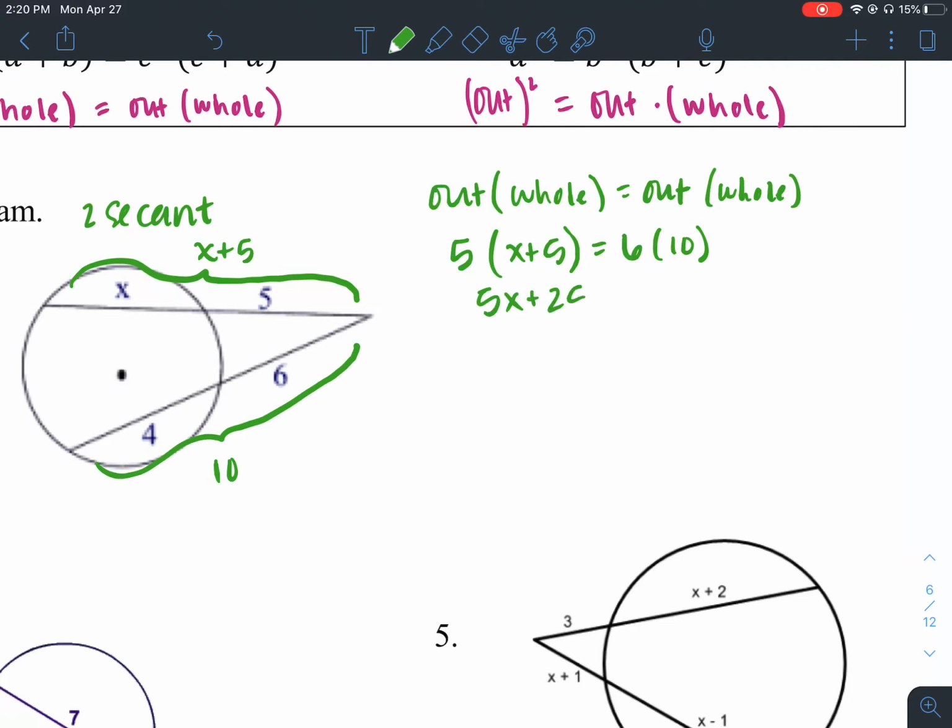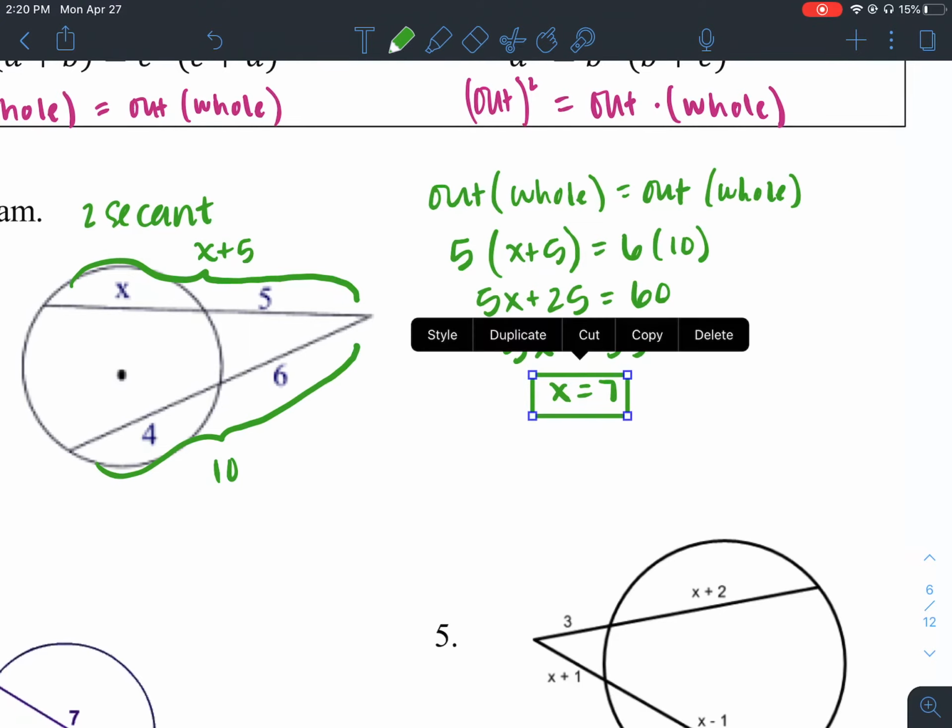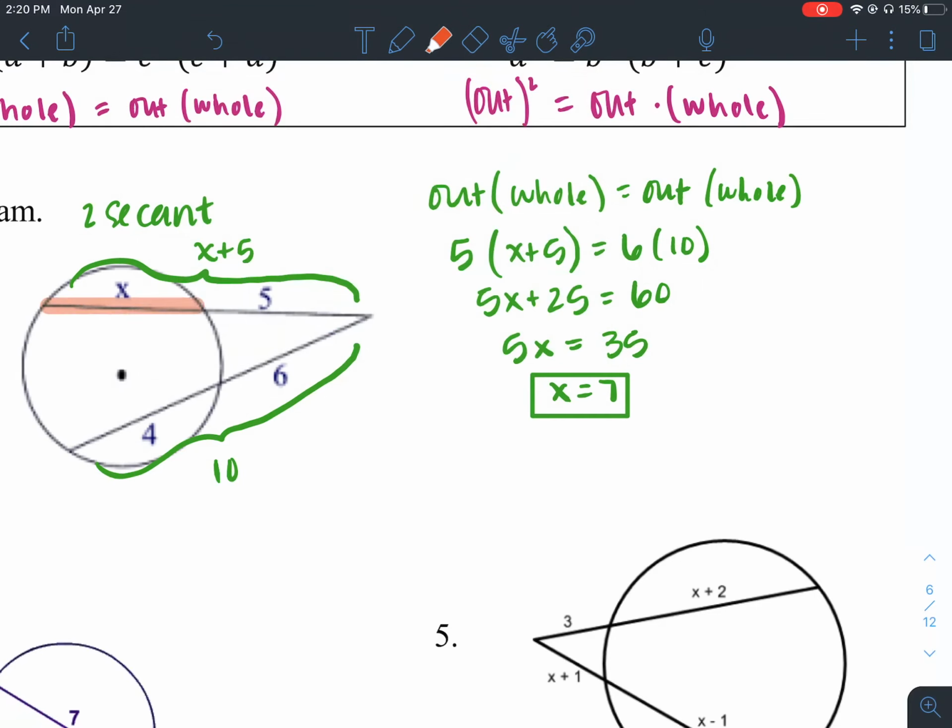Then we can solve. 5x plus 25 equals 60. 5x equals 35. So x equals 7. And if I look, x is my actual distance, and I can have a distance that's 7. And that's fine.